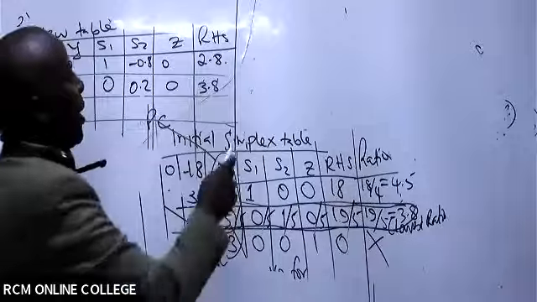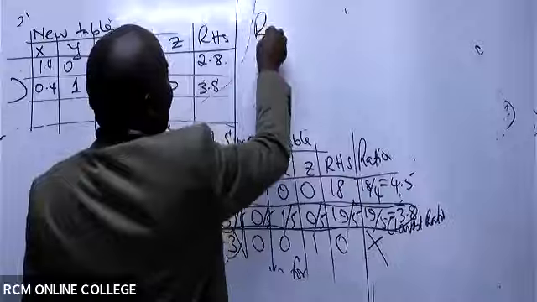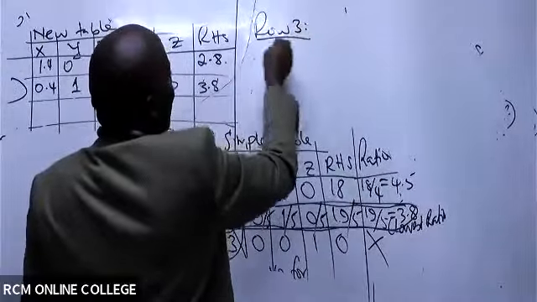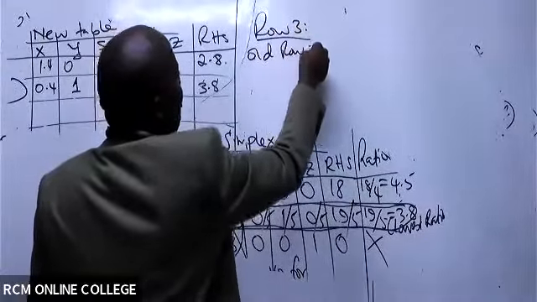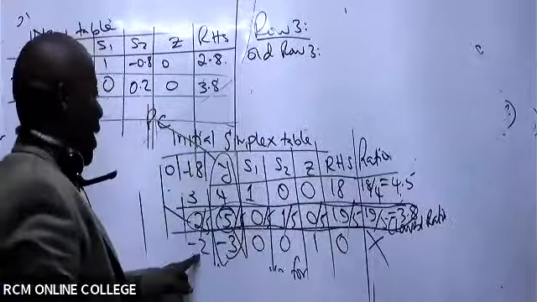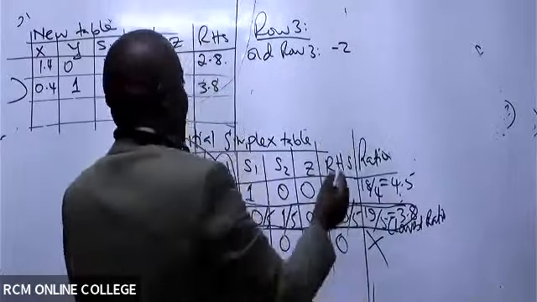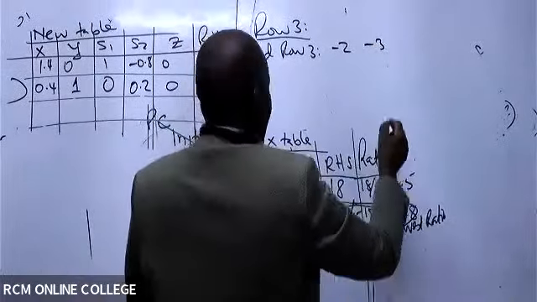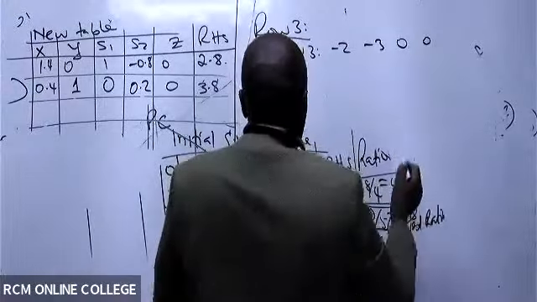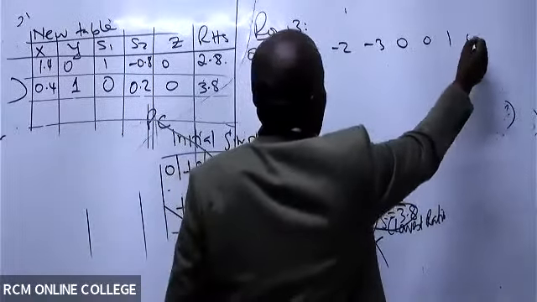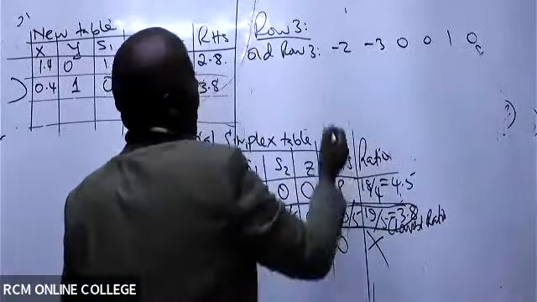So new row 3. So we have here row 3, the old row 3. The old row 3 is here. It's minus 2. It's minus 3. It is 0. It is 1. It is 0 there.